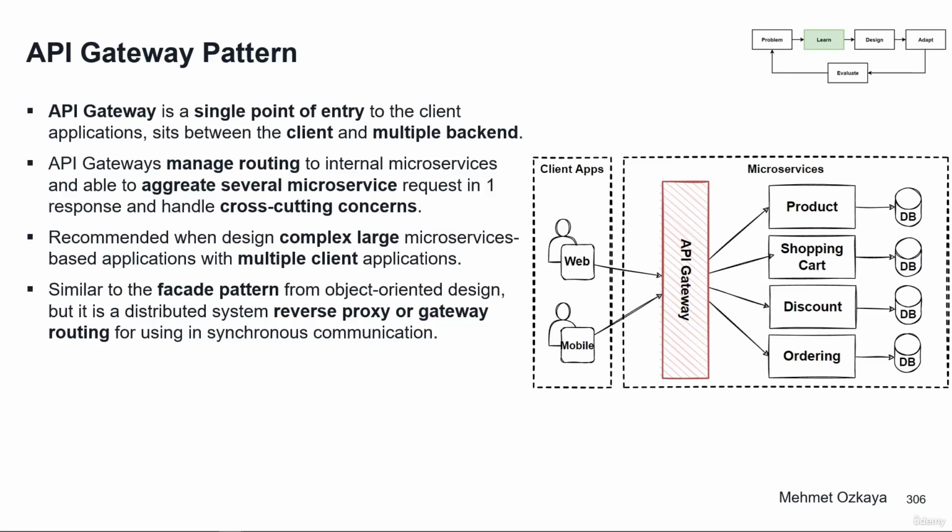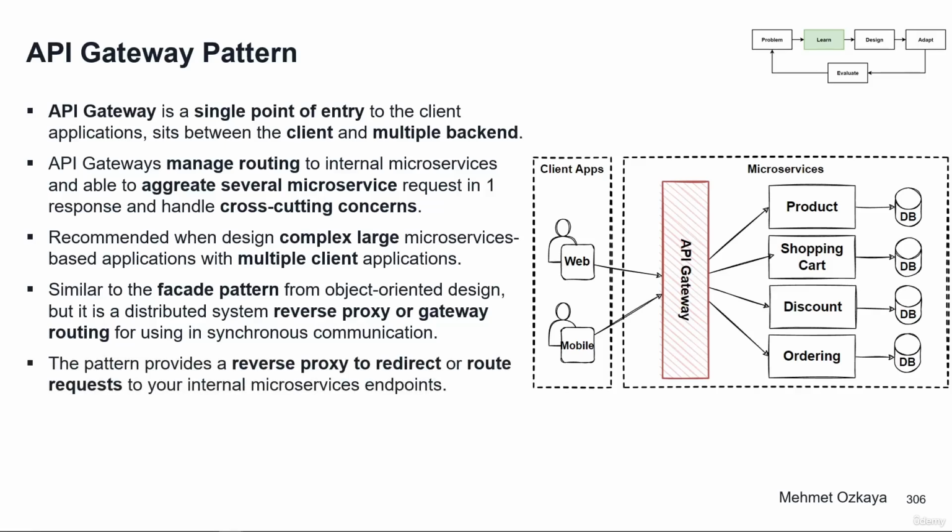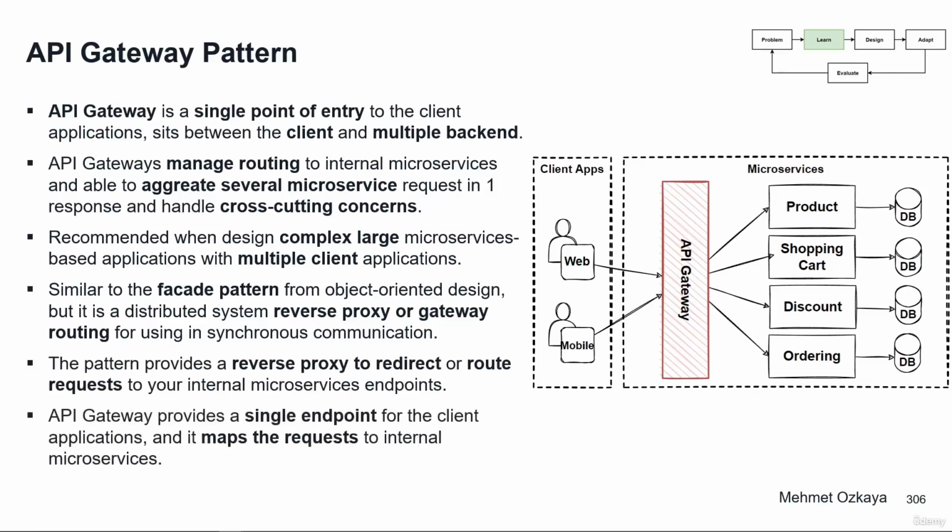We said that it is similar to facade pattern of object-oriented design, so it provides a single entry point to the APIs with encapsulating the underlying system architecture. API Gateway pattern provides a reverse proxy to redirect or route requests to your internal microservice endpoints. API Gateway provides a single endpoint for the client application and it internally maps the request to the internal microservices.